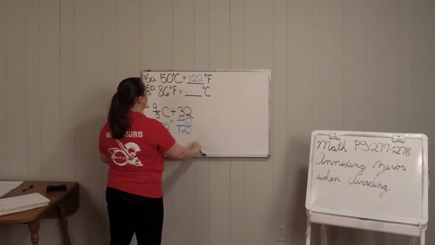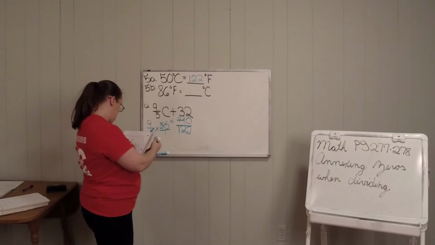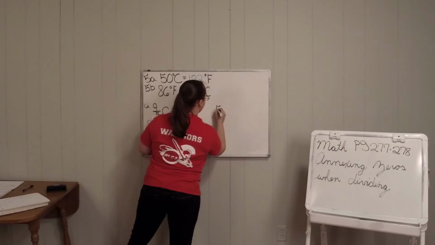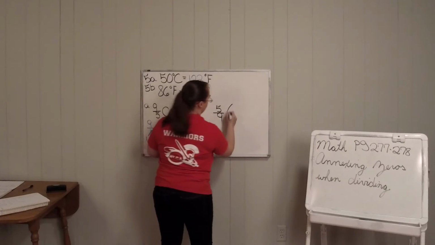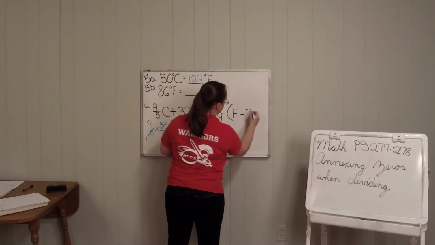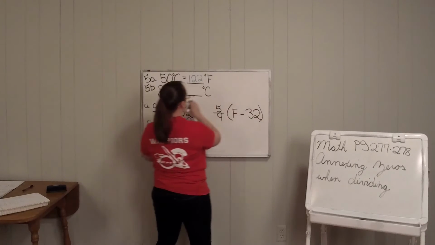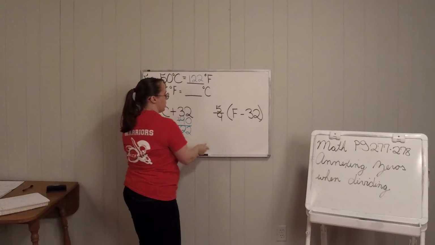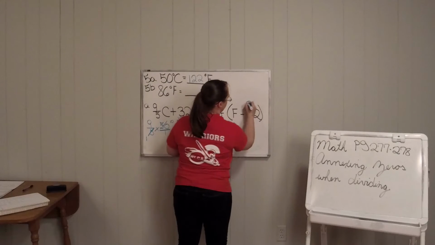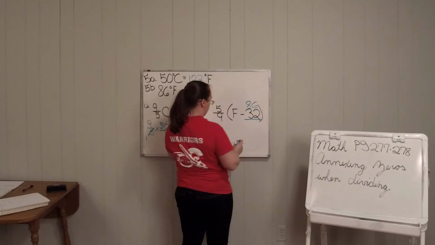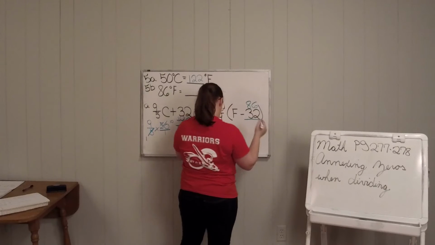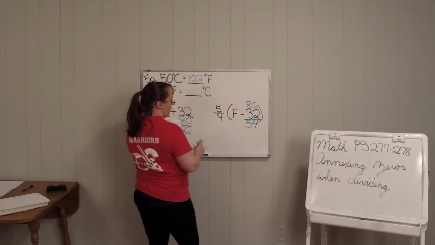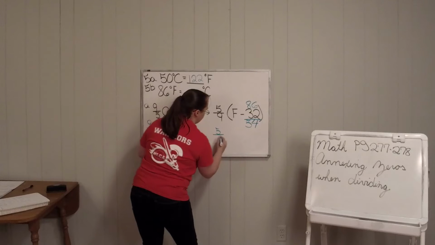So now with B, since we're going from Fahrenheit to Celsius, and since we used 9 over 5 here, we're going to use 5 over 9 times F minus 32. Because when you're going from Fahrenheit to Celsius, the temperature is going to get smaller. So we're going to say 86 minus 32. 6 minus 2 is 4. 8 minus 3 is 5. So you have 54. Then you can divide. I mean, not divide, multiply.